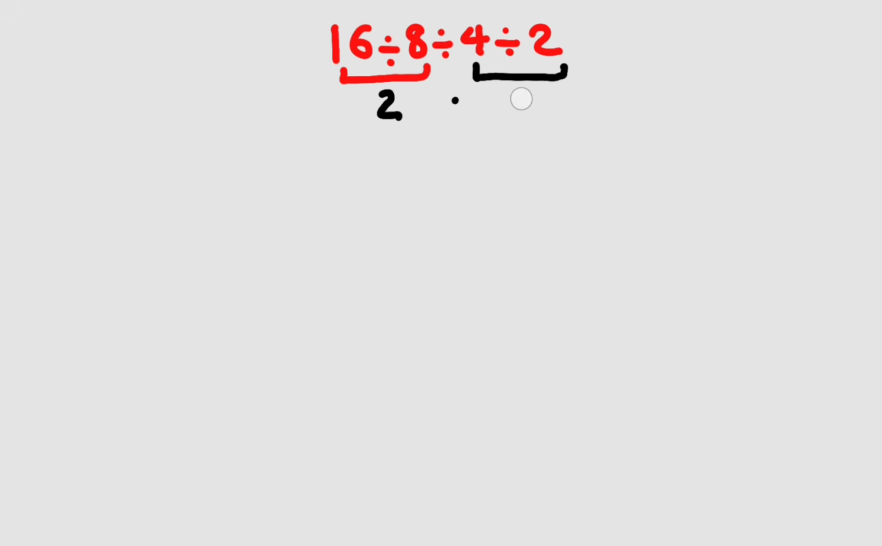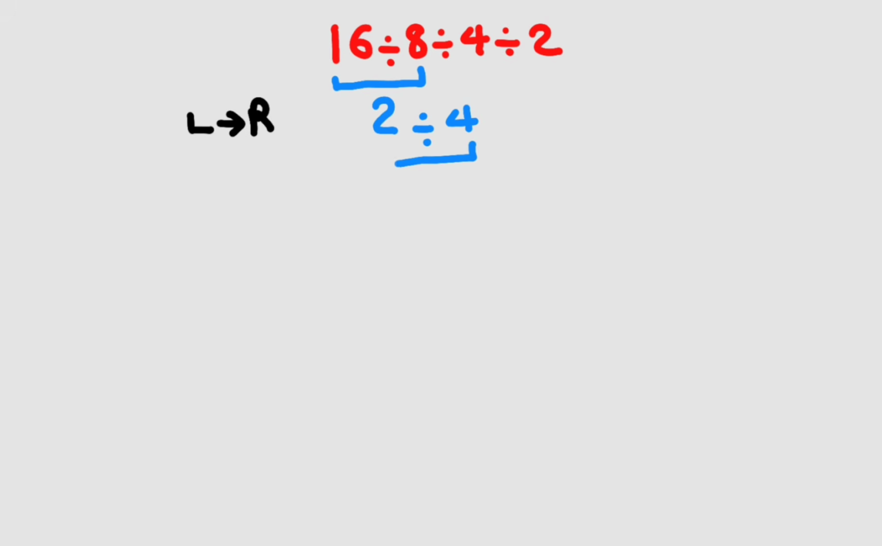According to the rules of mathematics, when we have more than one division in one expression, we have to solve from left to right. Now, 16 divided by 8 gives us 2. Now, 2 divided by 4 gives us 2 over 4. Now 2 over 4 divided by 2.